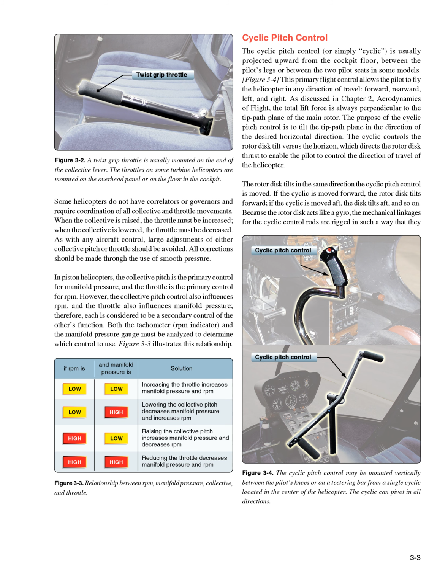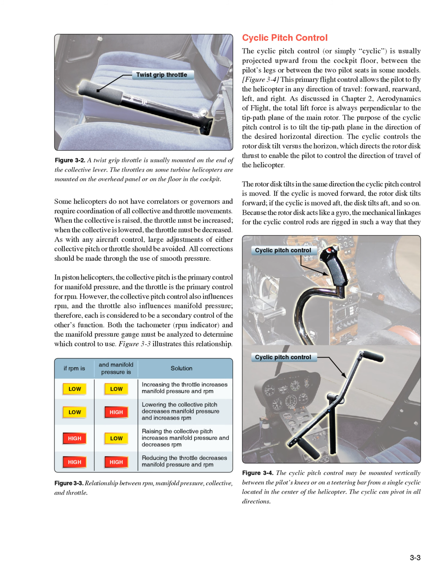The purpose of the cyclic pitch control is to tilt the tip path plane in the direction of the desired horizontal direction. The cyclic controls the rotor disc tilt versus the horizon, which directs the rotor disc thrust to enable the pilot to control the direction of travel of the helicopter. The rotor disc tilts in the same direction the cyclic pitch control is moved. If the cyclic is moved forward, the rotor disc tilts forward. If the cyclic is moved aft, the disc tilts aft, and so on.